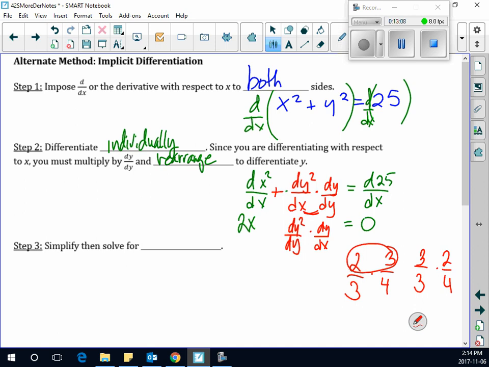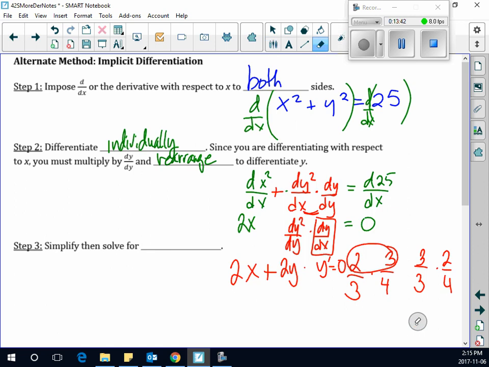Okay? Everything's legit still. Yes? Okay, so what is this equal to? Dy over dx. It's equal to y prime, yes? Yes. What's the derivative of y squared with respect to y? It would be 2y. So this now becomes 2x plus 2y, y prime equals 0.